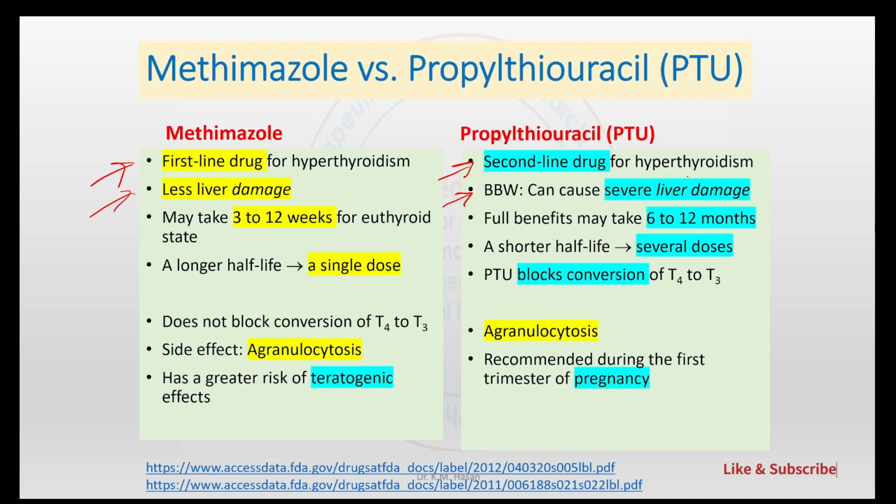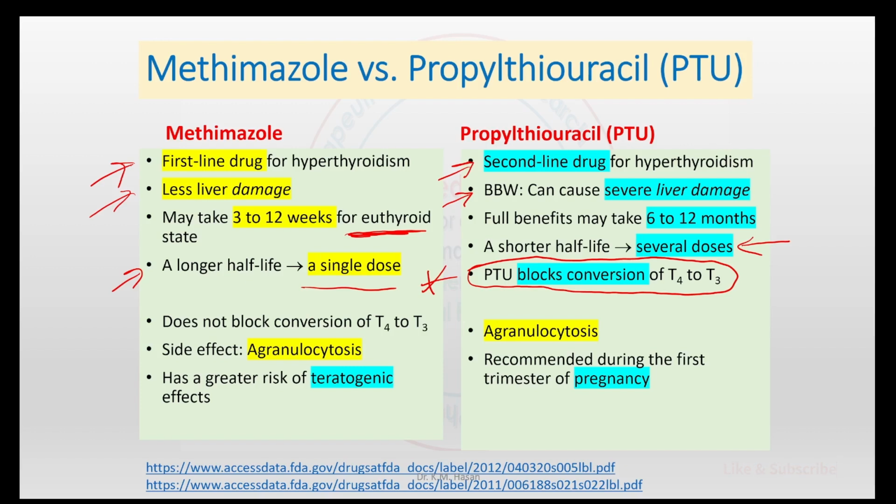So again, it may take 1 month to 3 months to see the euthyroid state, like a stable case of normal thyroid function. Methimazole has a long half-life and requires a single dose, compared with propylthiouracil, which has a short half-life and requires multiple doses. Another characteristic: propylthiouracil blocks conversion of T4 to T3. We don't have this advantage here. It's not available in methimazole.